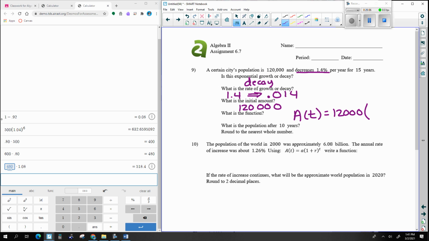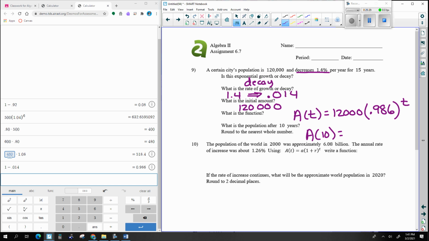So let's see what that actual number is. So 1 minus 0.014. That's going to be 0.986 to the t. What is the population after 10 years?